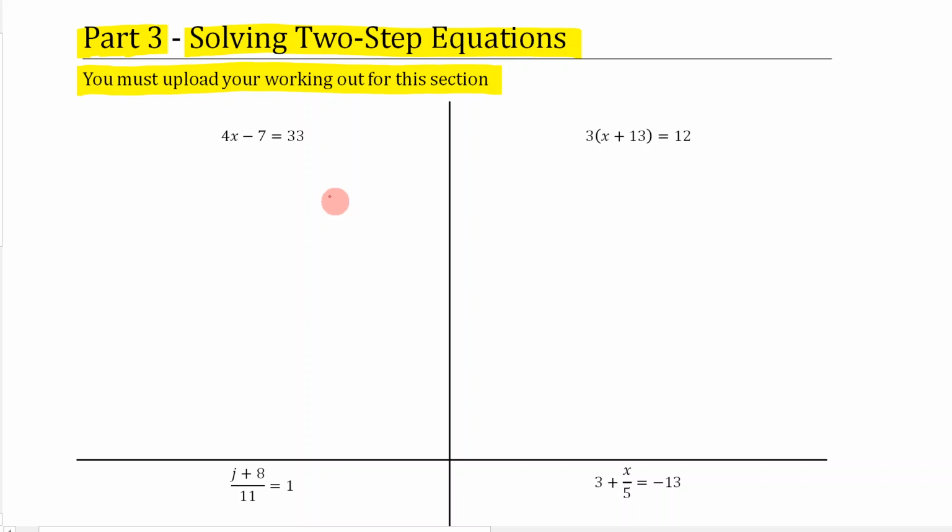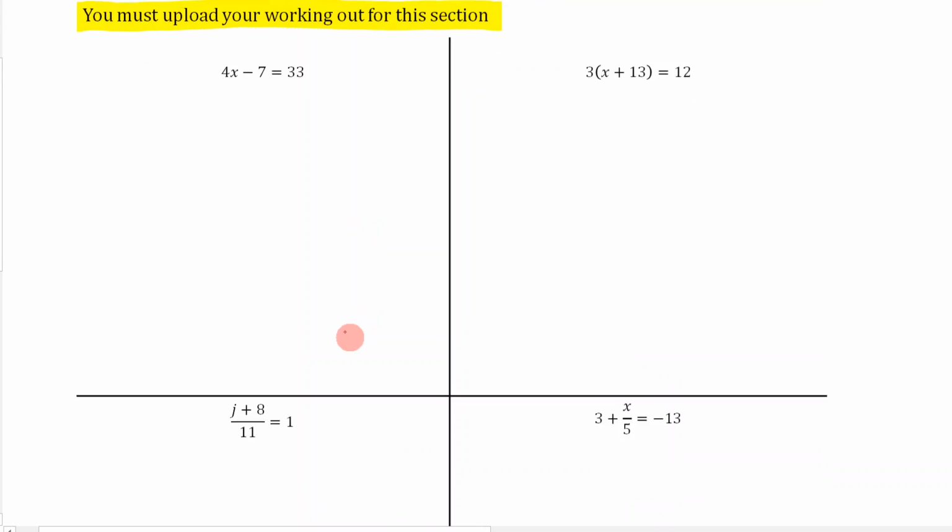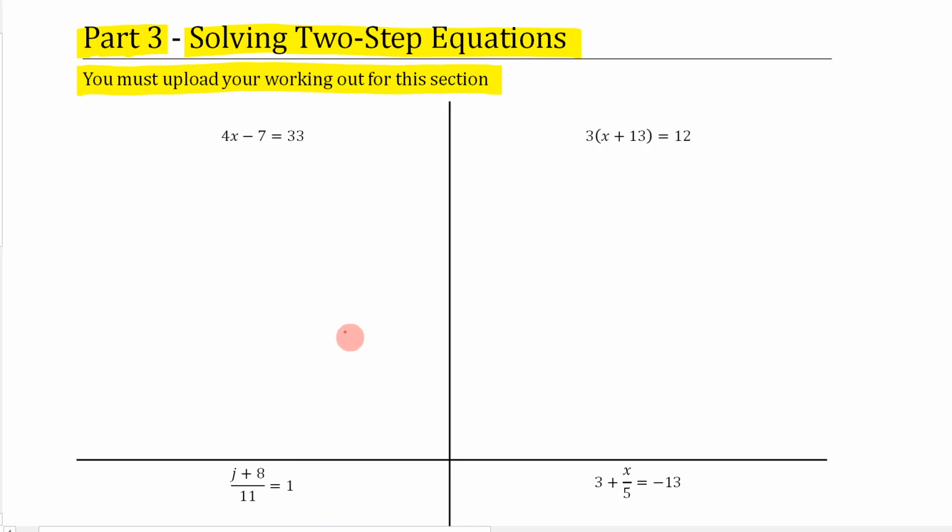Again, you might be feeling really confident with this, which means that you can just skip through and check all your answers are correct. Or you might still feel a little bit shaky, in which case you can watch me go through them.